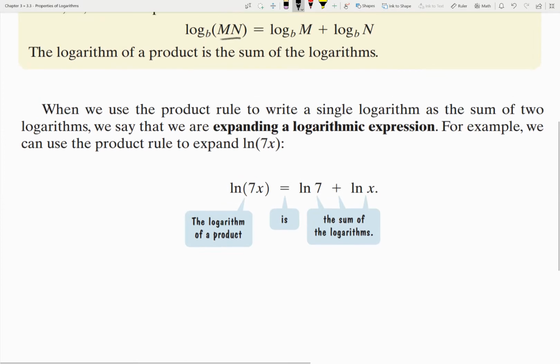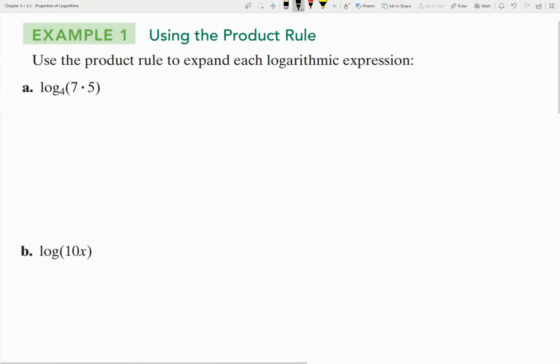And we can use the product rule to write one logarithm as the sum of two logarithms by expanding the logarithmic expression. Okay, we're going to see how we can pull logarithmic expressions apart and make more than one piece. Just like we have the natural log of 7 times x, this turns into the natural log of 7 plus the natural log of x. We're able to pull this into two separate logarithms.